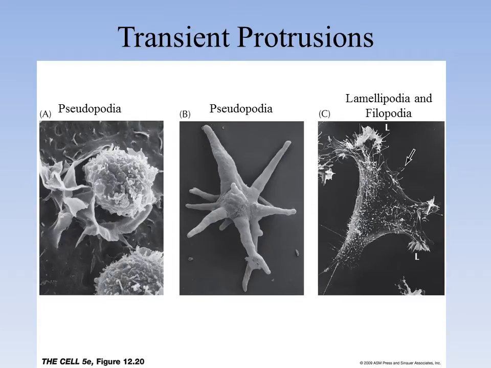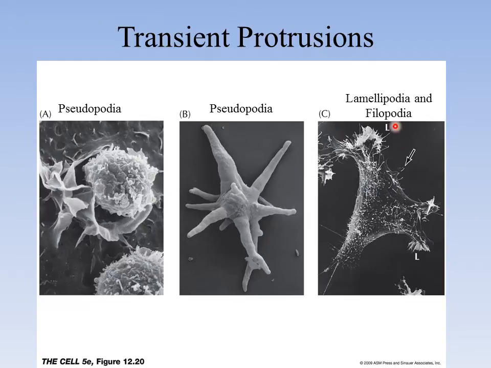And so these are forms of movement where there's transient protrusions from the cell that are there for the purposes of movement, where a transient protrusion, actin filament, will extend outward from the surface of the cell, make contact with a solid surface, and then actually use that to pull and move the cell in a particular direction.